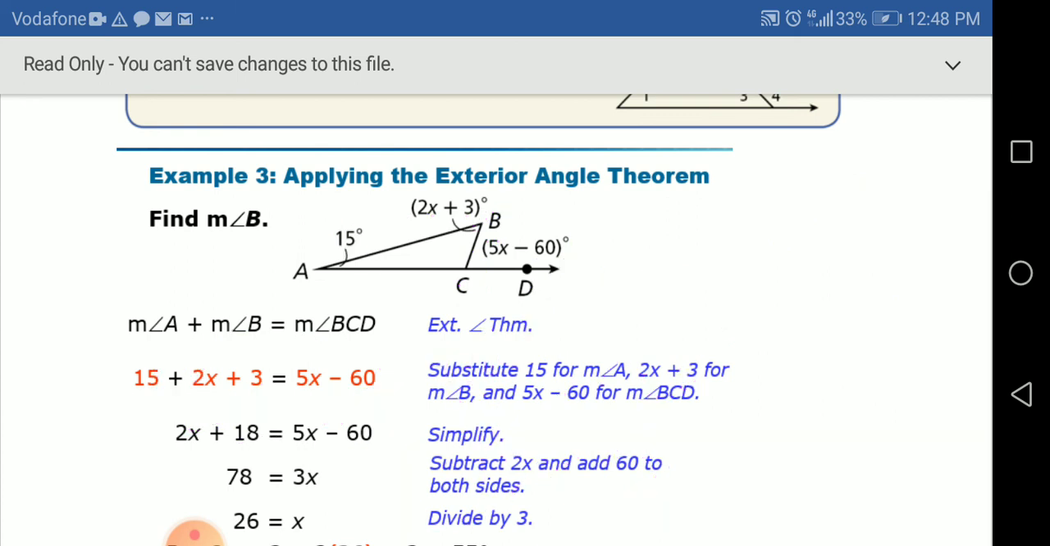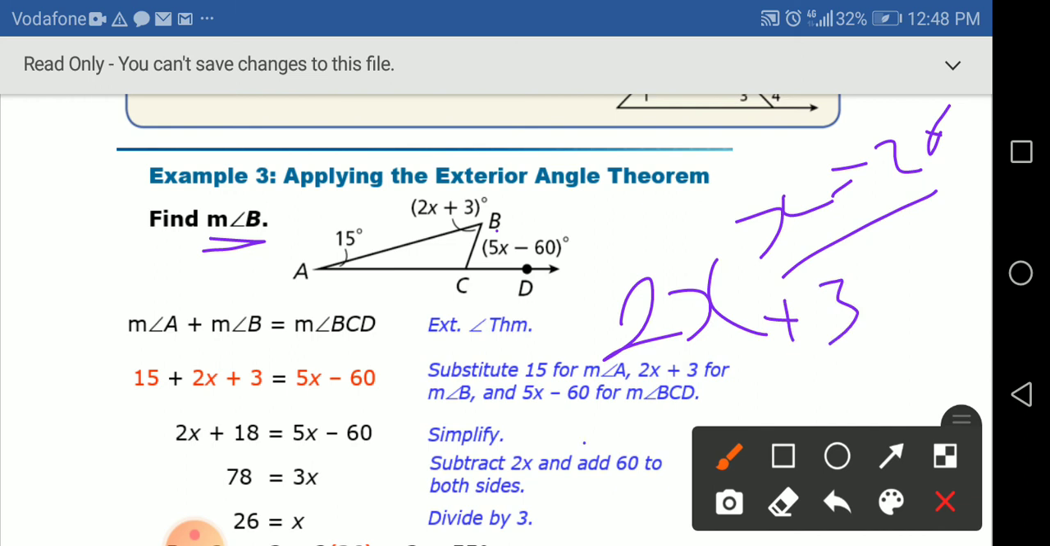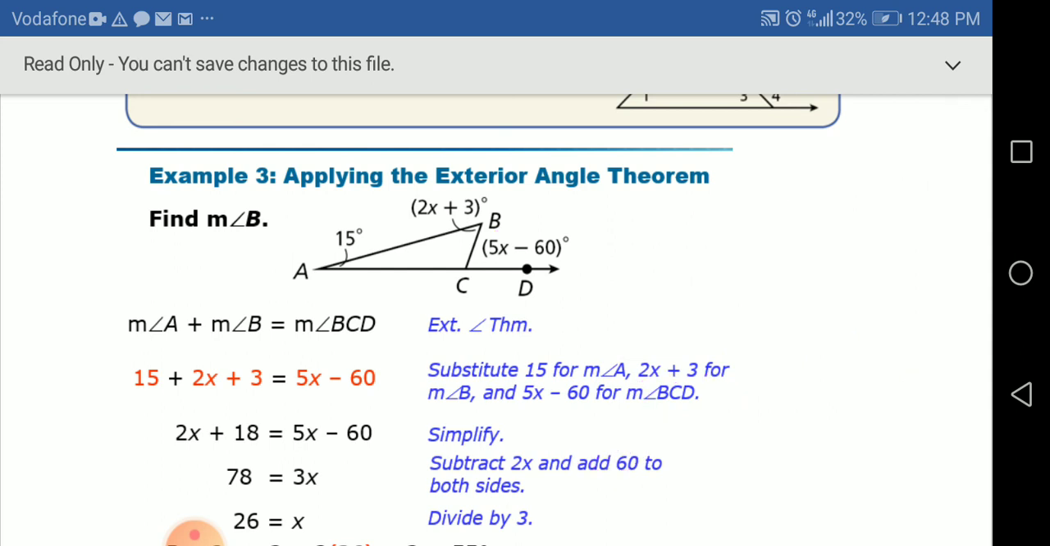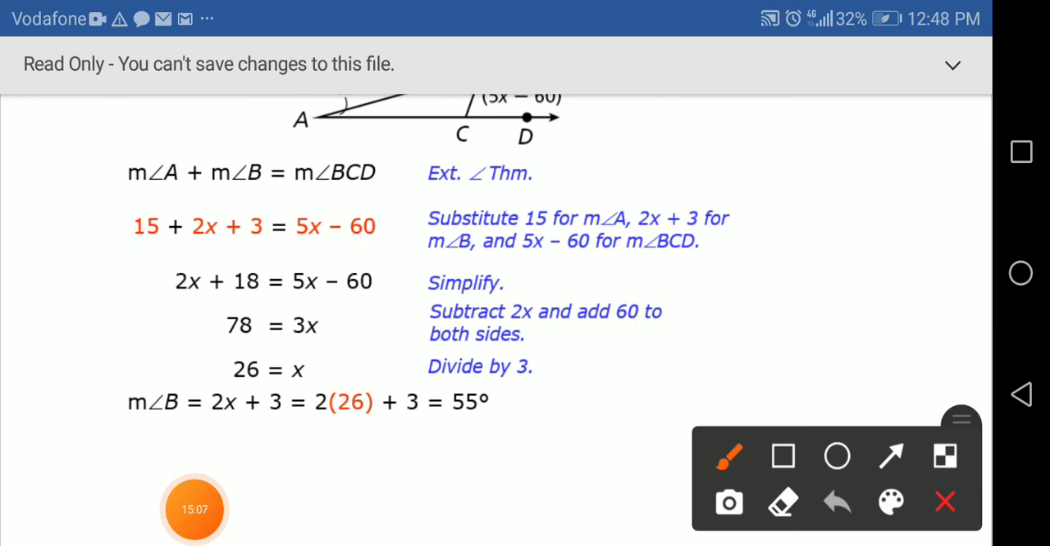Okay, guys, very important. He asks me for the measure of angle B. So here x, I told you, is 26, but he doesn't want x. He wants the measure of angle B, which is 2x plus 3. Instead of x I put 26, so 26 times 2 plus 3. I want to know the measure of angle B, so I have to substitute in the expression of the measure of angle B. So 2 times 26 plus 3 gives you 55 degrees.